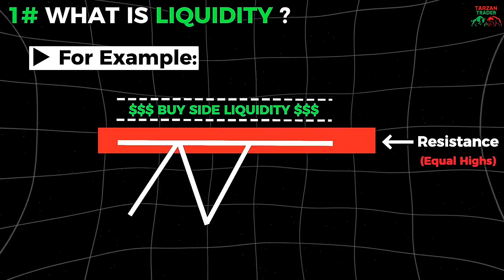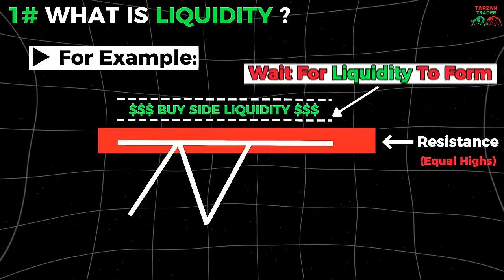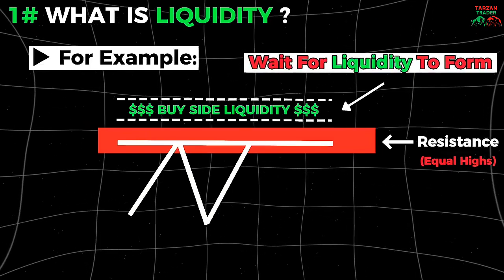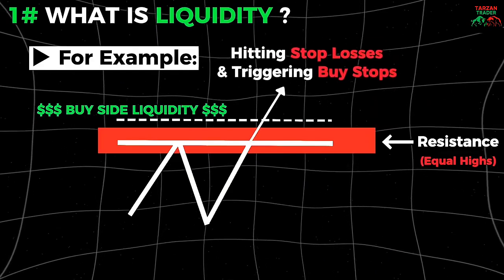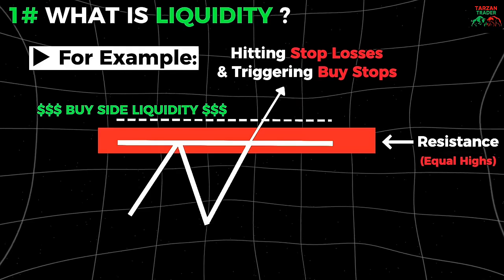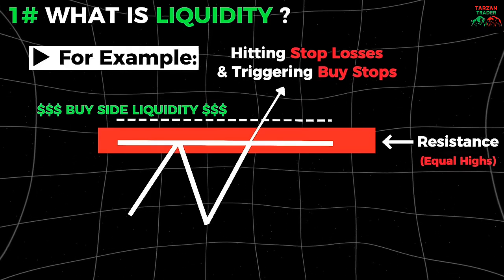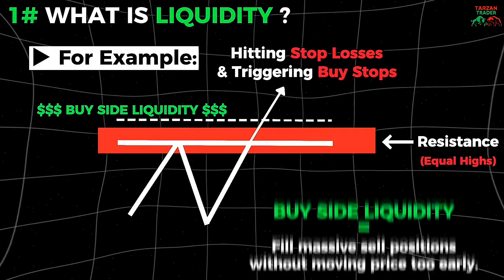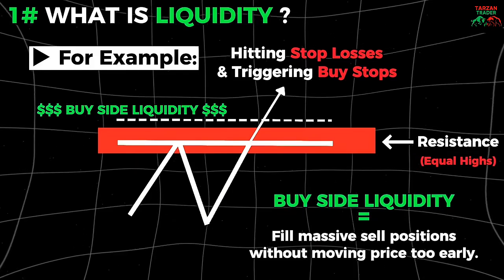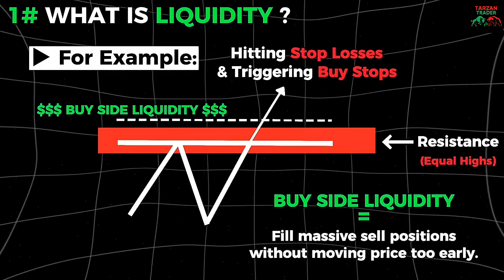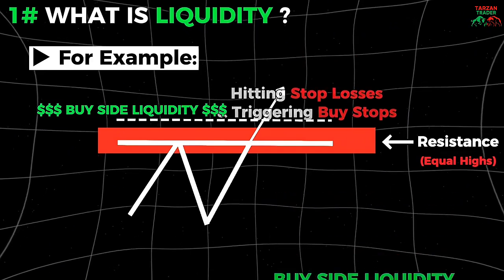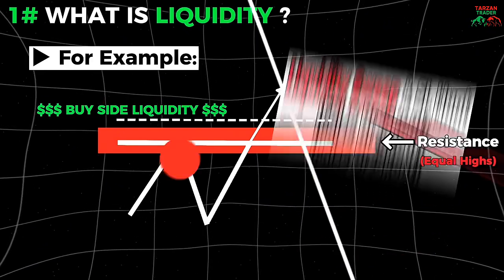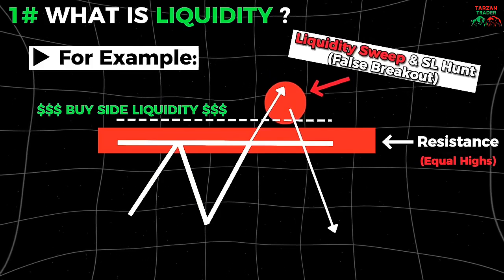To solve this problem, large traders wait for liquidity to form above the highs. When the market pushes up and triggers all those buy orders, a flood of buying enters the market. This sudden burst of buy-side activity provides the liquidity big players need to fill their massive sell positions without moving price too early. As a result, the market creates what's known as a liquidity sweep or false breakout.